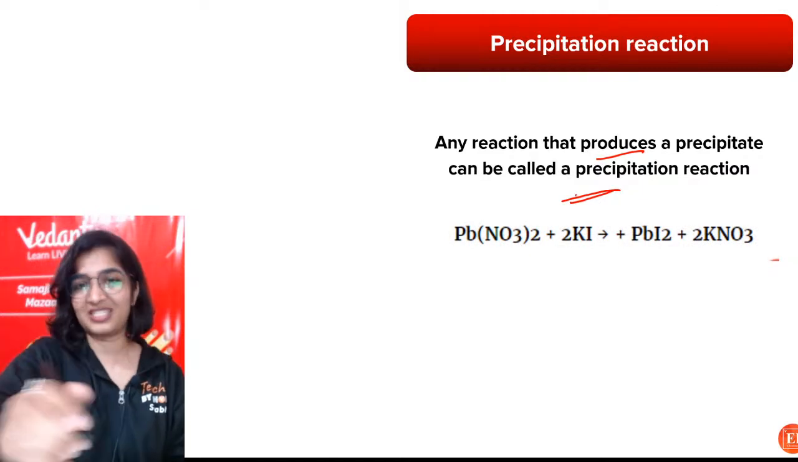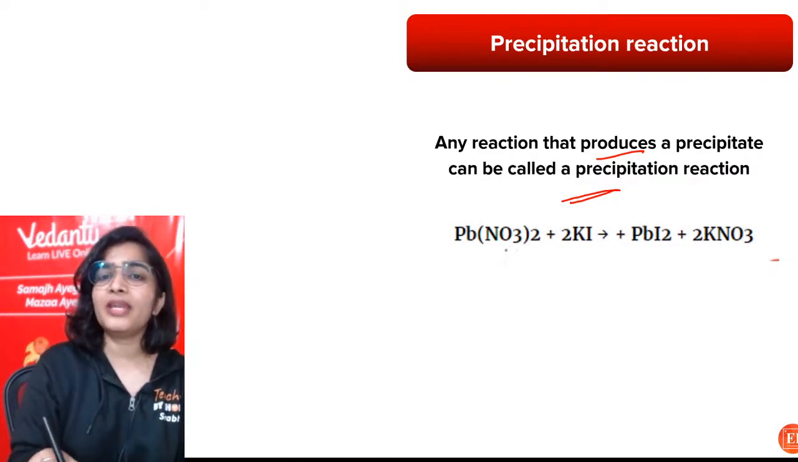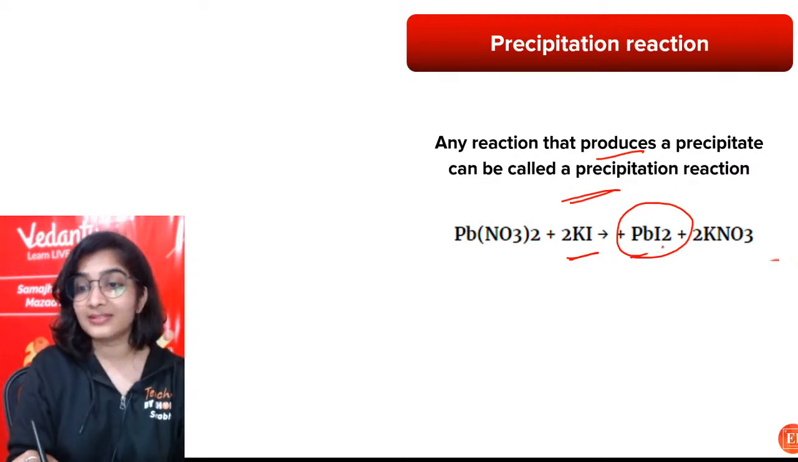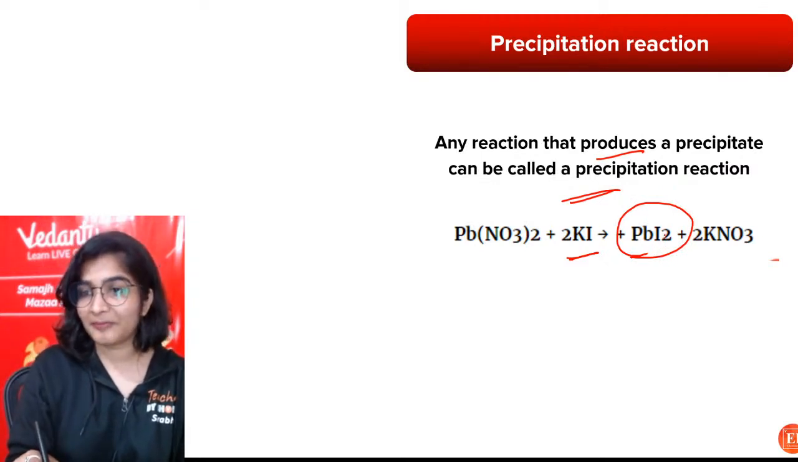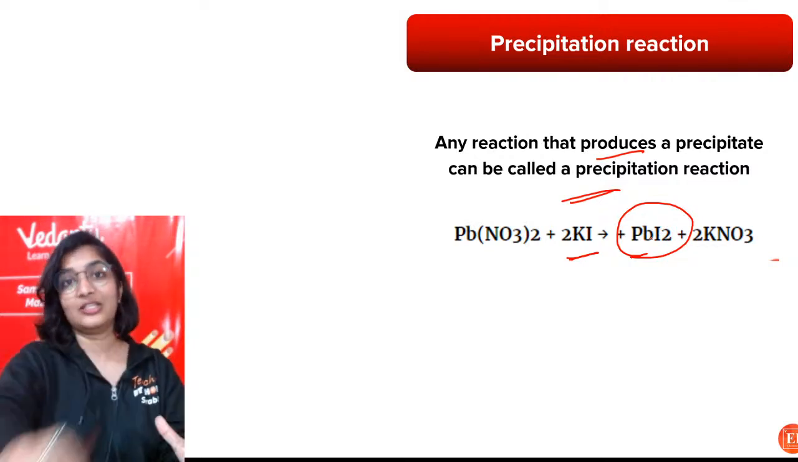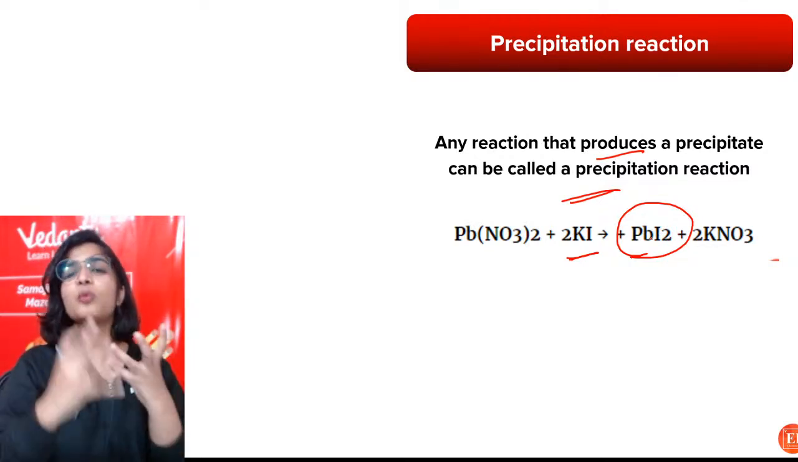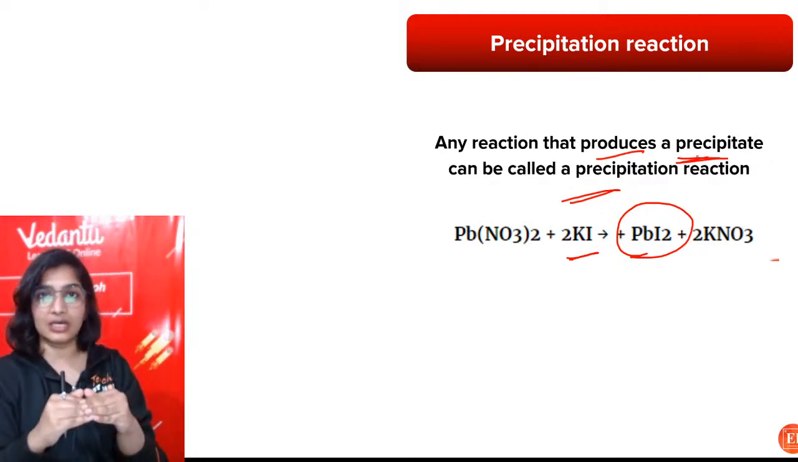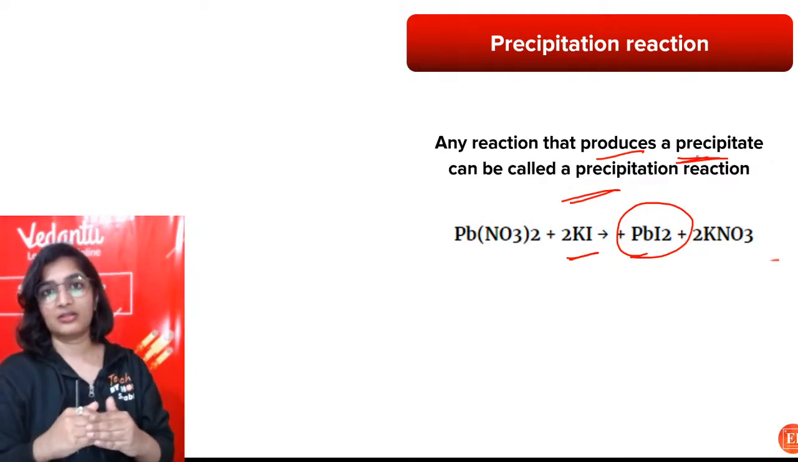Yes, white PPT. So PbNO3 twice plus KI, what is the color of PbI2 again? That's okay. Insoluble salt, that is in any reaction. So what is a precipitate? It is an insoluble salt which just settles down after the reaction.